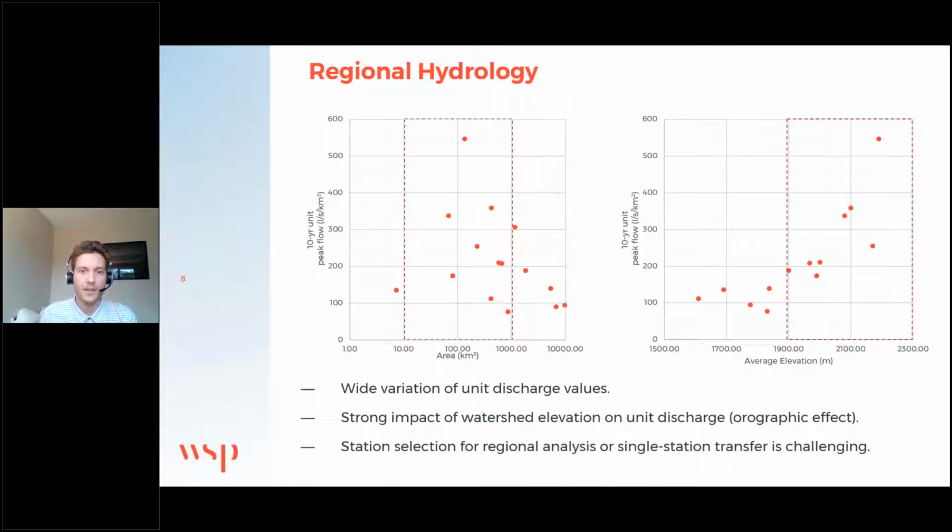It's too scattered. And when we looked at the same data but plotted against the watershed average elevation instead, we can see a clearer trend. So as the average elevation increases, the unit discharge increases, confirming that there's a strong orographic effect in the region. But once again, it's pretty scattered and pretty hard to pick the right station that represents the hydrological regime in the park. So in terms of regional hydrology, we felt that there was a gap there and a lot of uncertainty with the available data.